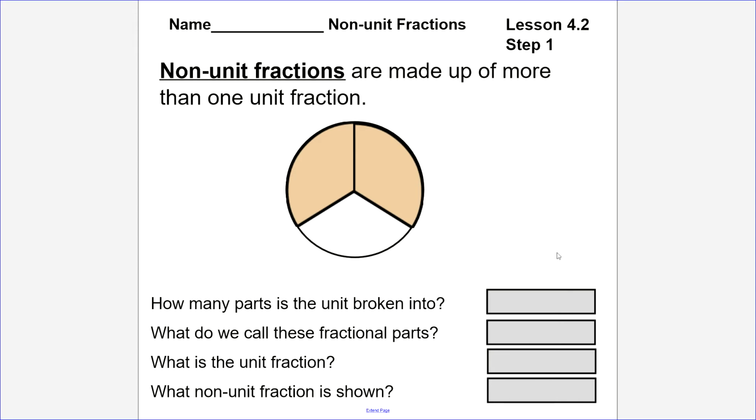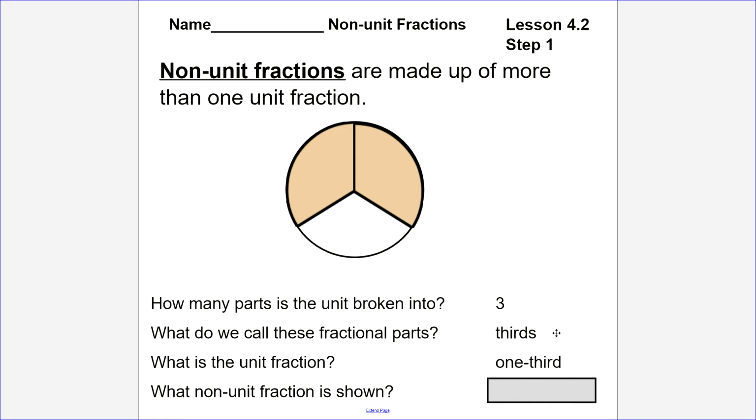Now, third grade, it's your turn. I want you to look at this fraction and think, how many parts is this unit broken into? This unit is broken into 3 equal-sized parts. What do we call these fractional parts? Yes, when a unit is broken into 3 equal-sized parts, we call the fractional parts thirds. What is the unit fraction? What would we call one of the equal-sized parts that this unit is broken into? The unit fraction, or the name for one equal-sized part, is 1/3.